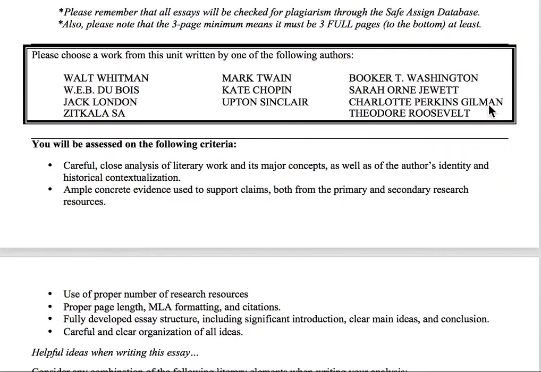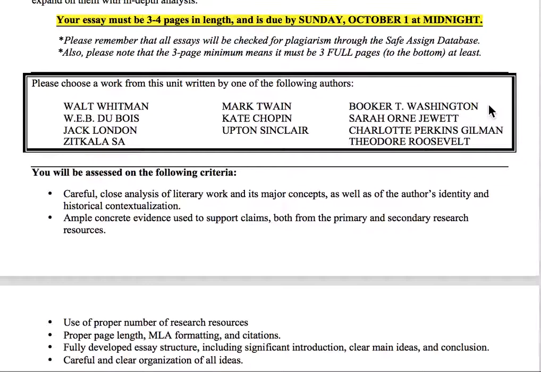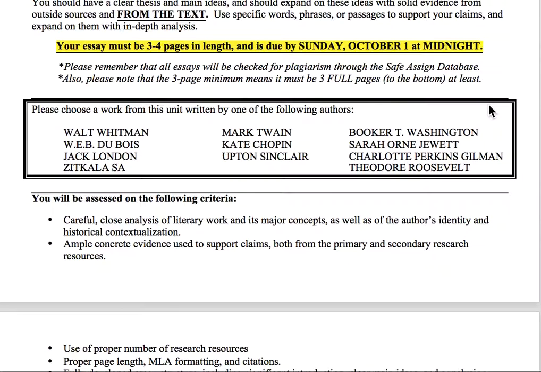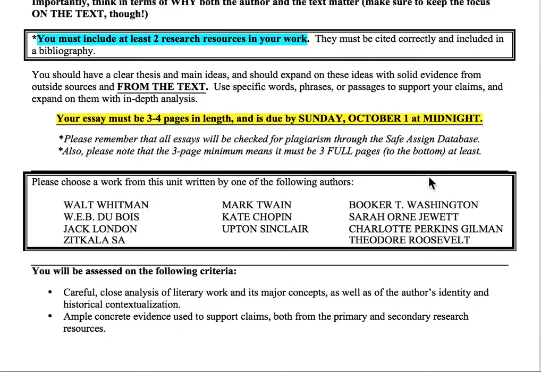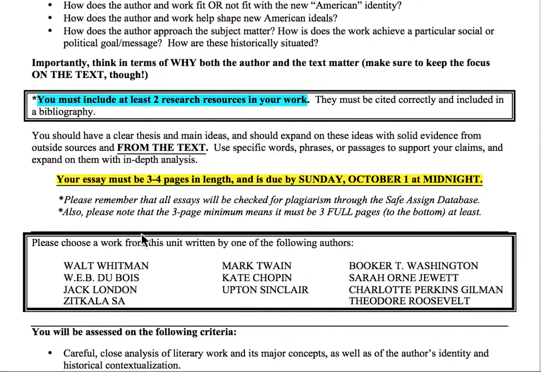So someone like Charlotte Perkins Gilman fights against this notion of what a woman should be, or what mental health is, or what postpartum depression is, or what motherhood is, or what gender dynamics and gender roles are. She challenges all these things. So how does she maybe not fit with this traditional idea of what a quote-unquote American person is? It's just an idea or an example. Same thing with Zitkala-Sa.